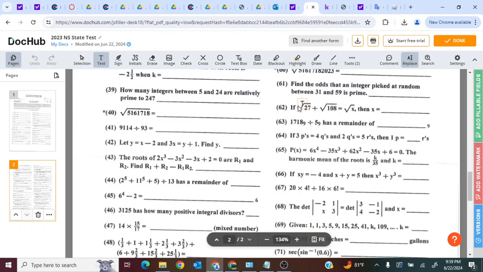This, take out 3 squared, so 3 square root of 3. Take out 6 squared plus 6 square root of 3. 9 square root of 3, 81 times 3 is 243.